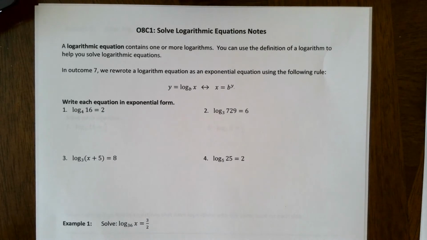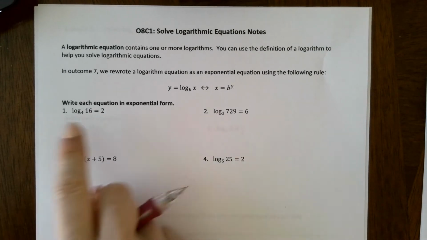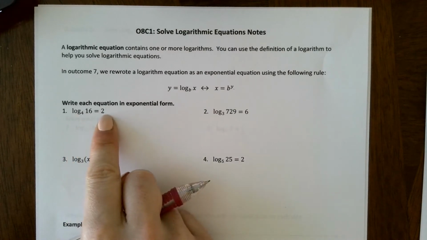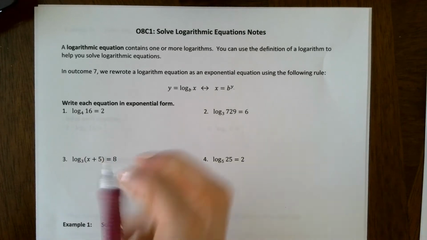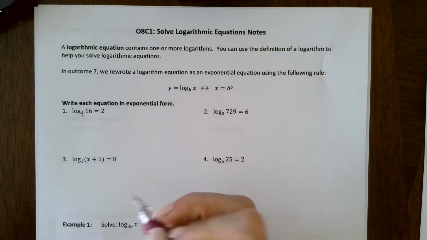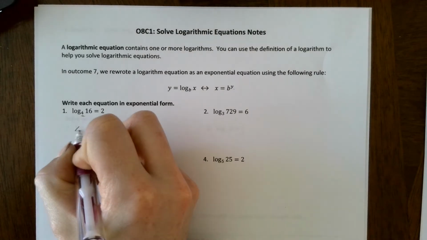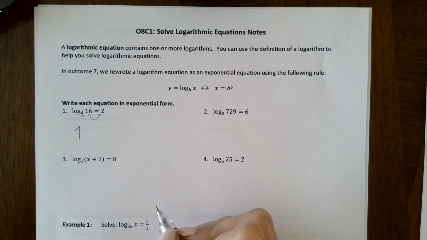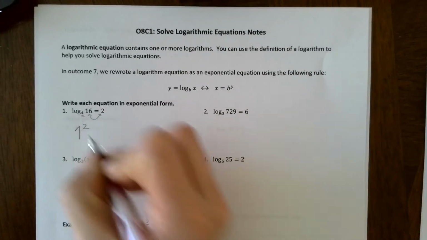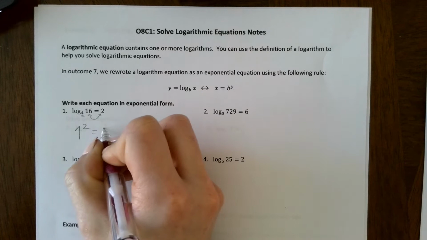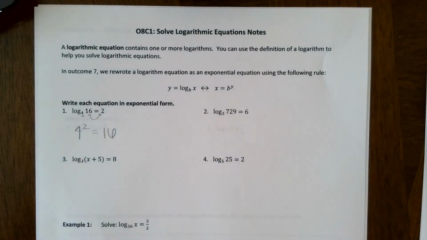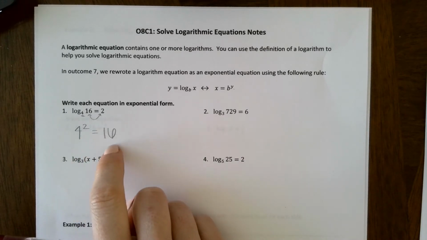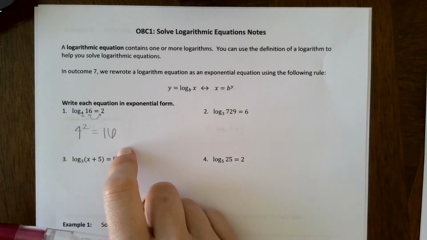So the directions say to write each equation in exponential form. Number 1 gives me log 4 of 16 equals 2. First thing I need to do is find my base. The base in this case is 4, that's the small little number. So I'm going to take that 4 and write it. Then the 16 and 2 switch places. So 2 becomes my exponent, and this is equal to 16. This should be a true equation. 4 squared is equal to 16, so I know I did this correctly.